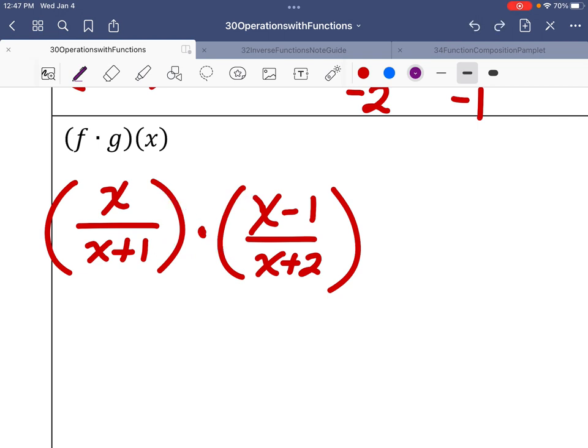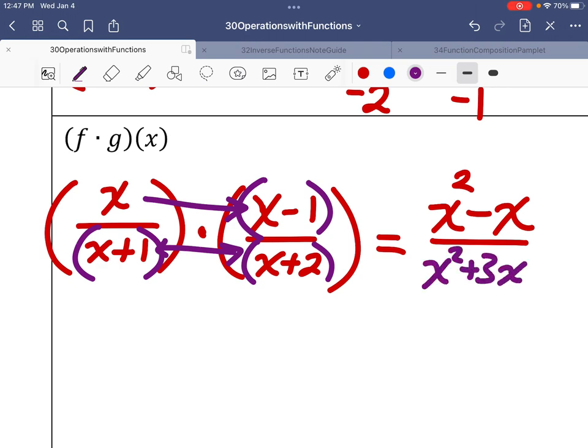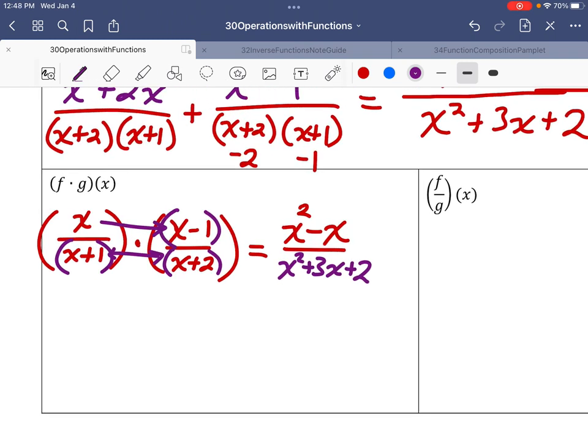Don't do something like this. You just multiply across. And when I multiply across, I'm going to end up getting a distributive property, x squared minus x. And when I multiply across, I'm going to be getting more like a FOIL method. Yeah, that's right. It's the same thing that we got up above. Okay, but I multiply.